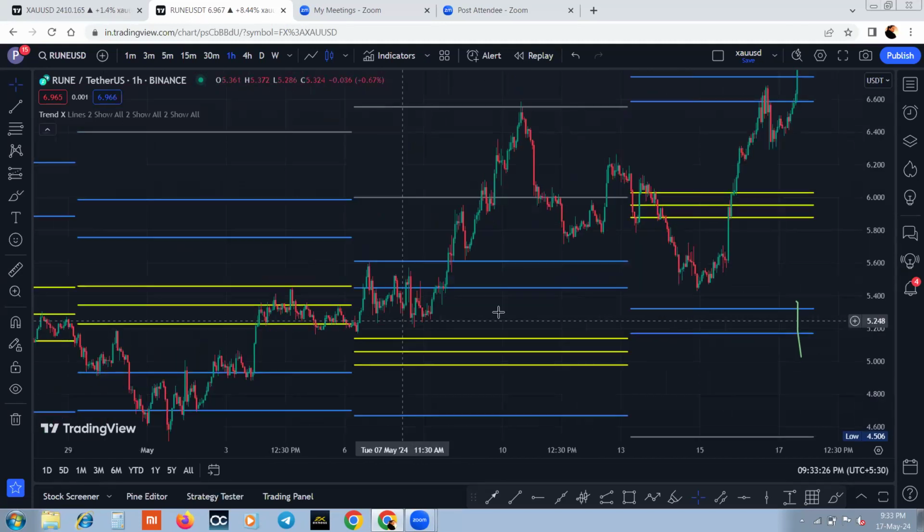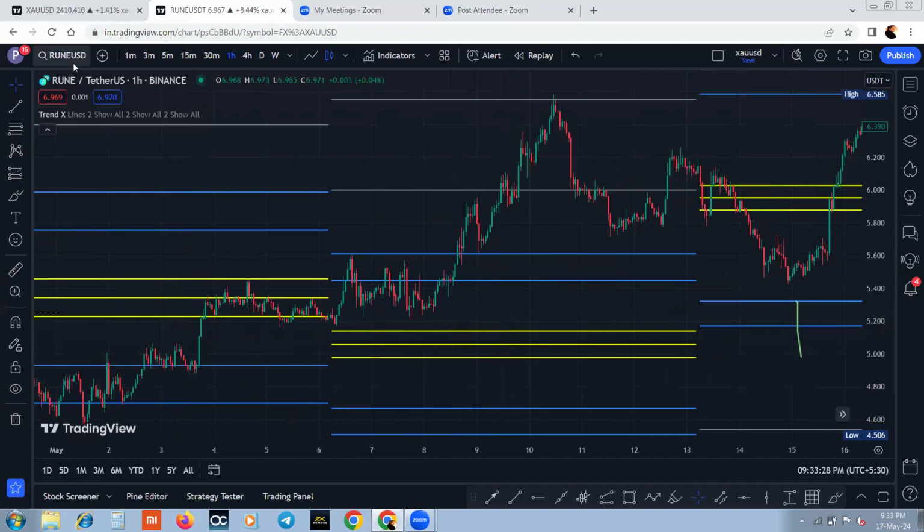Assume you decided that you want to trade in this coin. Monday you took some trade, you got break even. Again Tuesday you took the trade, you got break even. Wednesday you took a trade and without break even, it started going. See how it went.